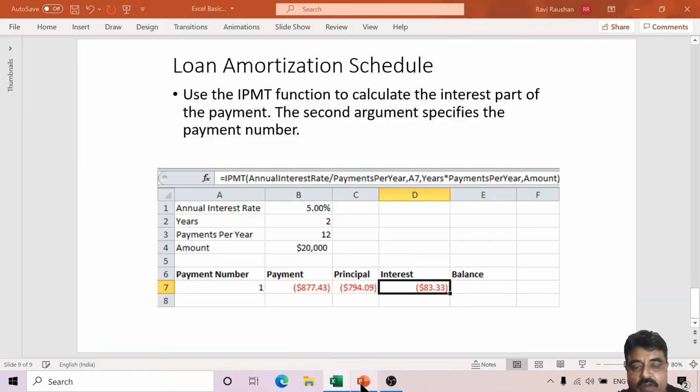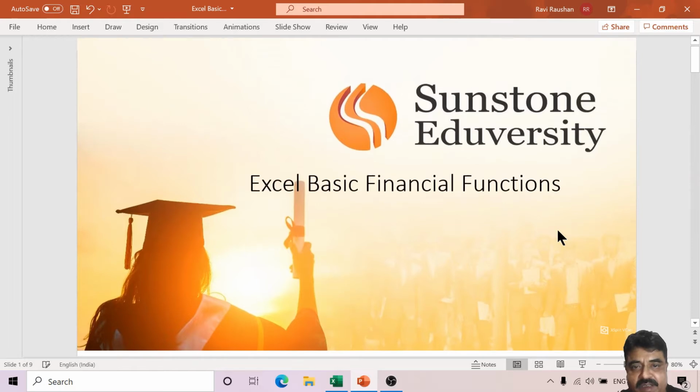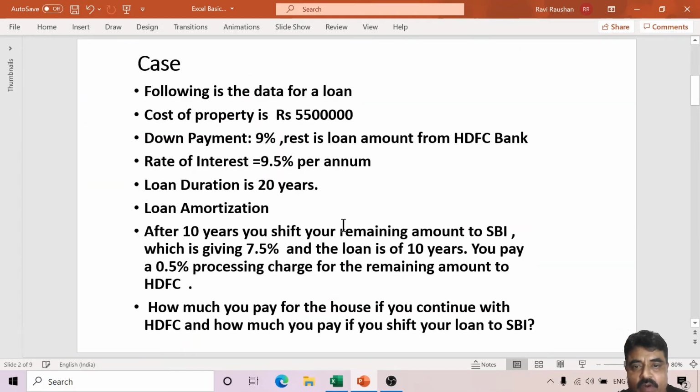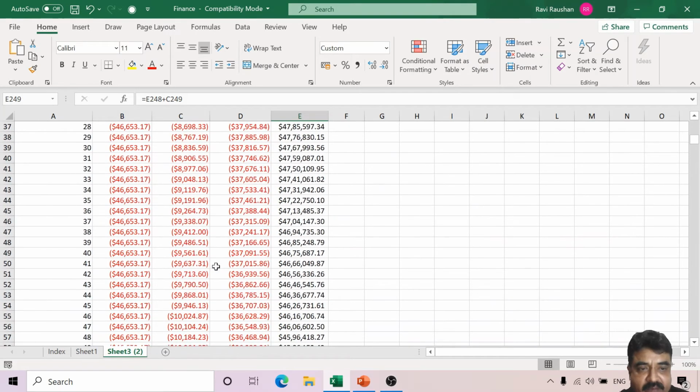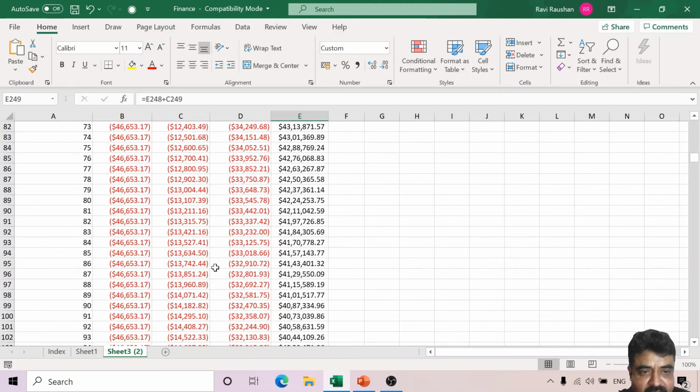All right. Now the question that has been asked in this case is, I am shifting the loan after the 10th period. I am shifting the loan after the 10th period, and I am getting a 7.5% rate of interest from SBI. Also, I am paying a 0.5% processing fee to HDFC. All right. So let us come to the 10th period. 10th year means 10 into 12, 120 periods. Let us come to the 120th period.